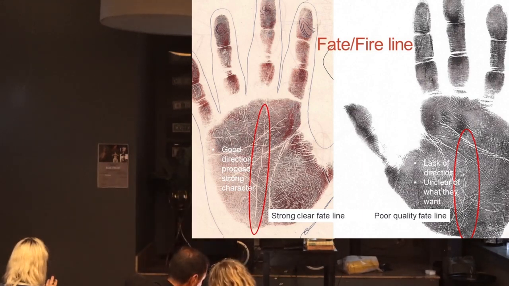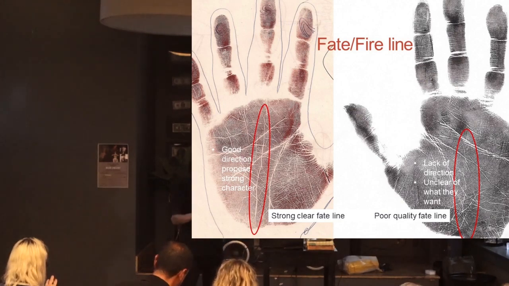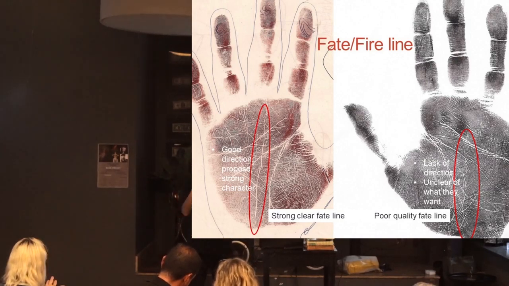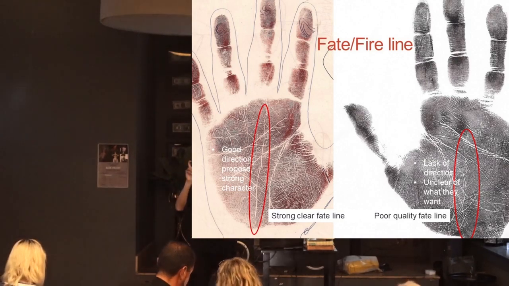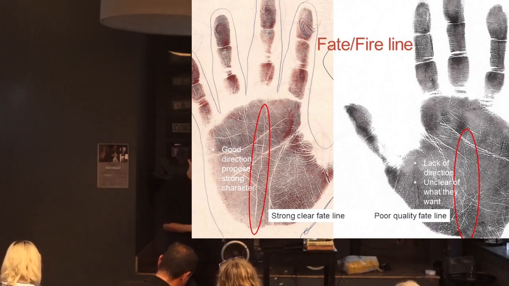So these people are going to have very, very different feelings towards their direction and their purpose. Someone with a strong fate line has very strong convictions, knows what they're doing, and feels like they're on their path. Anybody with a strong fate line is never far from having the sense of, yes, I'm doing the right thing.